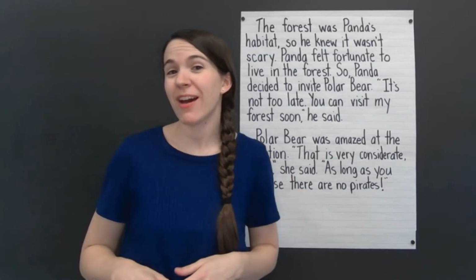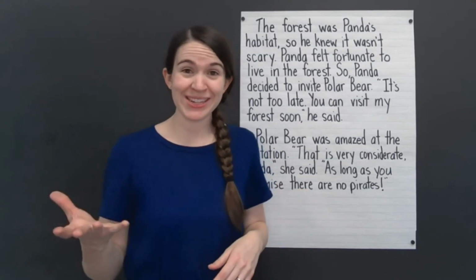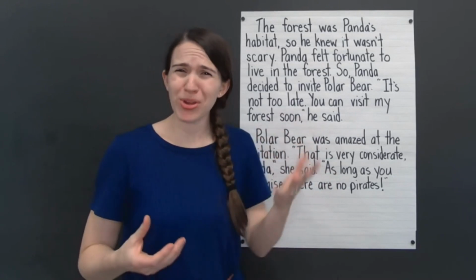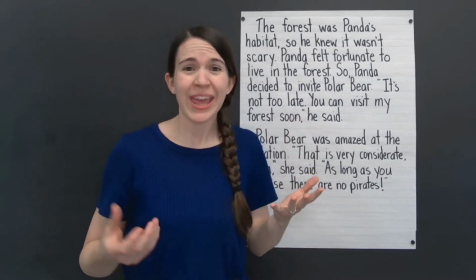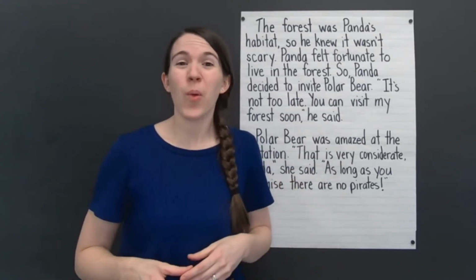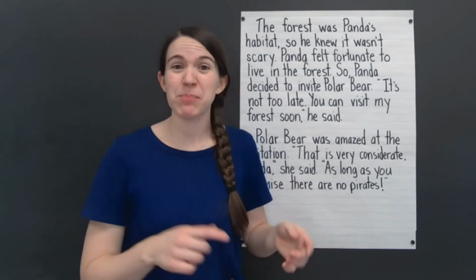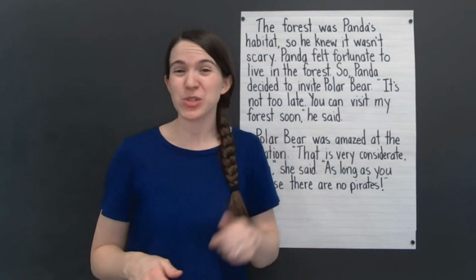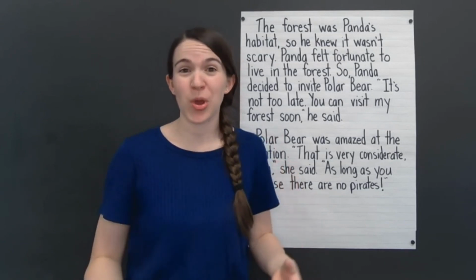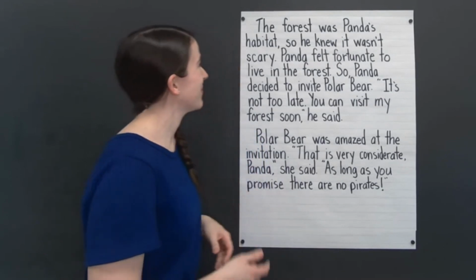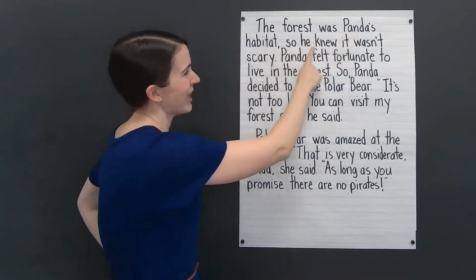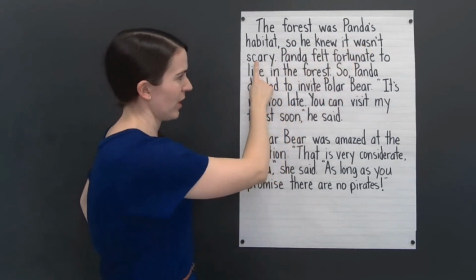Last time we read a fantasy story about Panda and Polar Bear. Panda was from the forest, but Polar Bear was from the frozen tundra and was a little afraid of the forest. Let's see what happens to Panda and Polar Bear this time. As we read, we'll pay attention to see if we can read some words using schwa sounds.